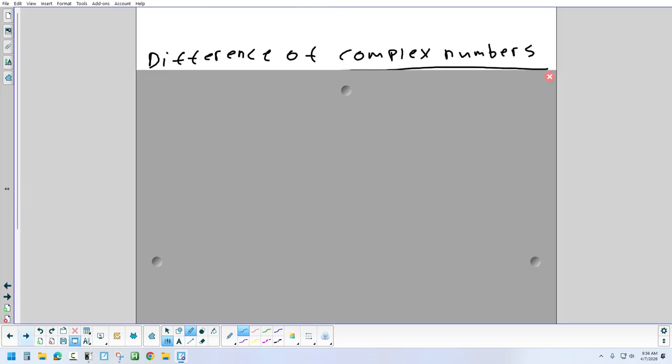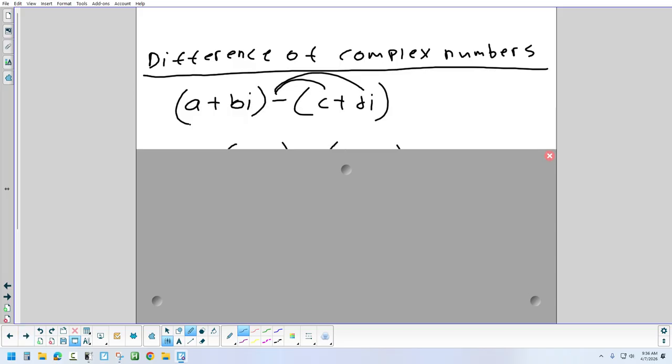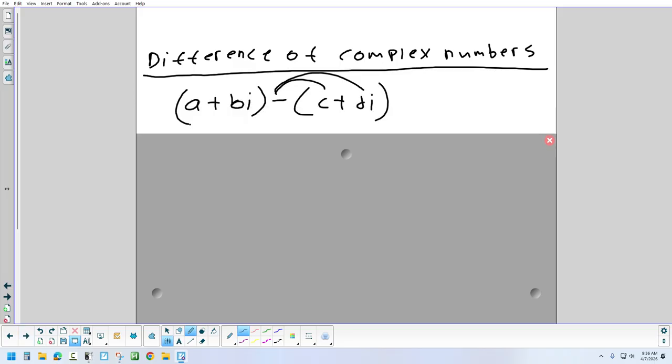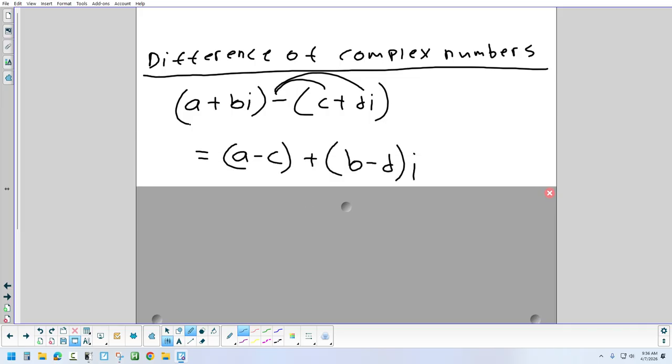All right, so the last thing is difference. Difference is very similar to addition, except we're subtracting. So that negative sign that you see right here, think of it as being distributed. You're going to do A, and then subtract the real part over here, C. Then you're going to take B and subtract D, our imaginary part. So you have to subtract the C and subtract the D from the A and the B.